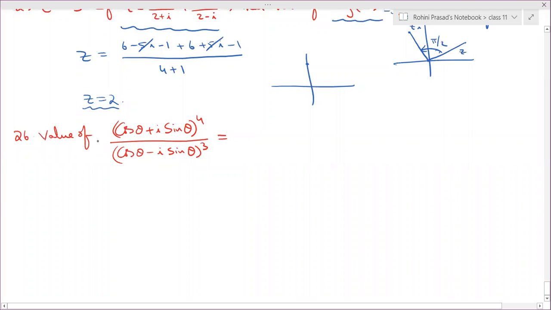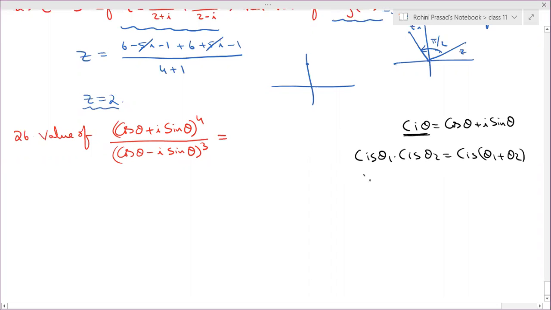So the question asked is to find the value of it. We have the short form of cos theta plus i sin theta as cis theta. And with this short form, we have formulas. Cis theta 1 into cis theta 2 is equal to cis of theta 1 plus theta 2. At the same time, cis theta 1 by cis theta 2 is cis of theta 1 minus theta 2.